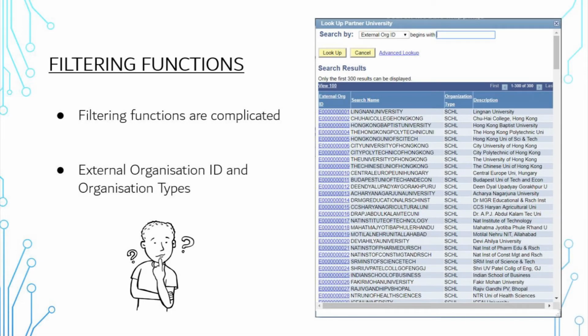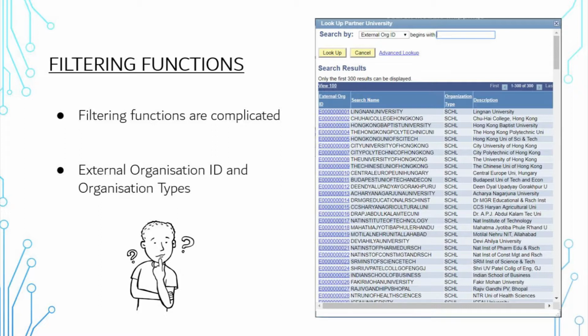Now moving on to the filtering functions. The filtering options are not clear to the students. As you can see in the slide, this is the screen which students will see when they want to find a partner university. There's an external organization ID and the organization types that are not recognized by the majority of the students. So it's actually quite a problem.